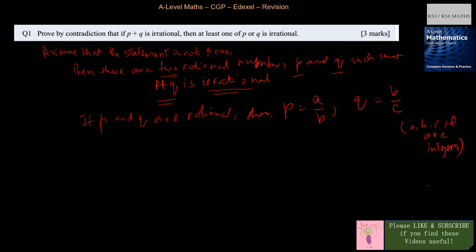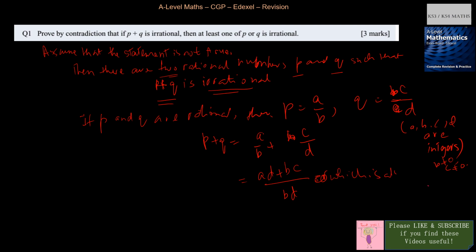Okay, b and c not equal to 0, so these are integers. If you do p plus q, you will get a by b plus c by d, and that will be (ad plus bc) by bd, which is also rational, because bd is not equal to 0. Now this contradicts the statement that p plus q is irrational. So this statement is being contradicted.